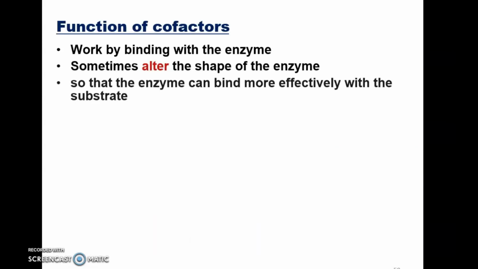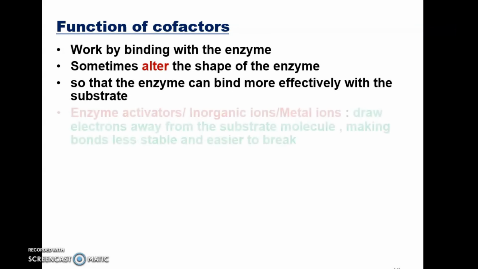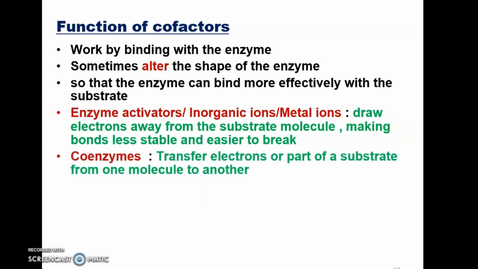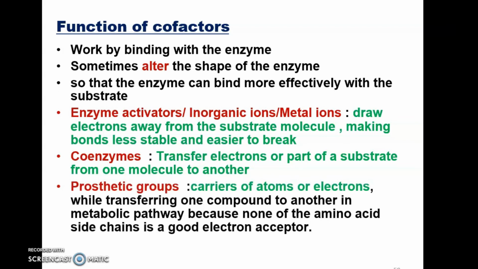And then here are the functions of cofactors. They work by binding with the enzyme, sometimes altering the shape of the enzyme so that the enzyme can bind more effectively with the substrate. Enzyme activators, inorganic ions or metal ions, function to draw electrons away from the substrate molecule, making bonds less stable and easier to break. For coenzymes, the function is to transfer electrons or part of a substrate from one molecule to another. And for the prosthetic group, the function is to carry atoms or electrons. So why transfer from one compound to another in a metabolic pathway? Because none of the amino acid side chains is good as an electron acceptor. Here the green one refers to the function of the particular types of cofactor: metal ion, coenzyme, and prosthetic group.